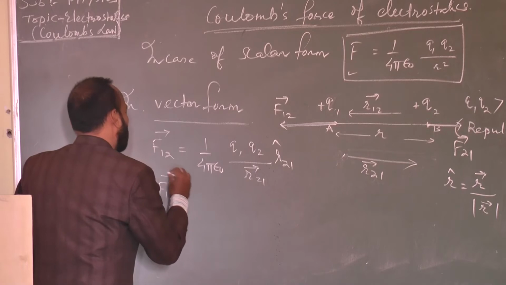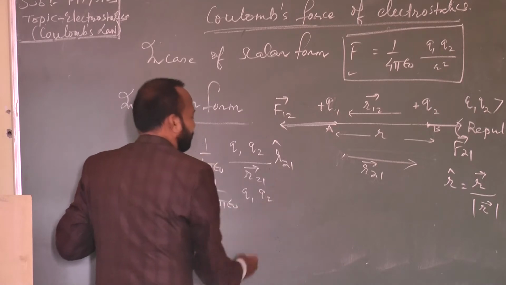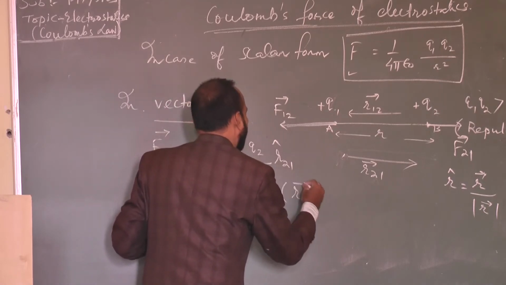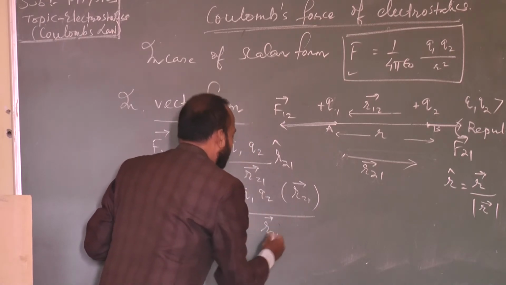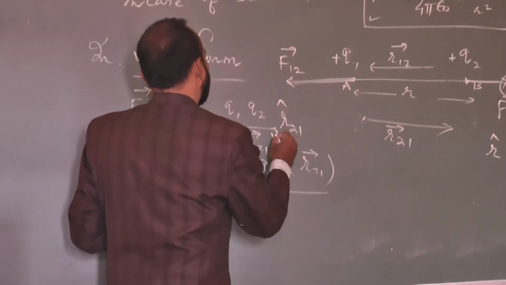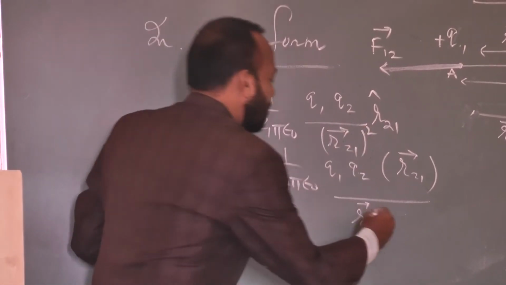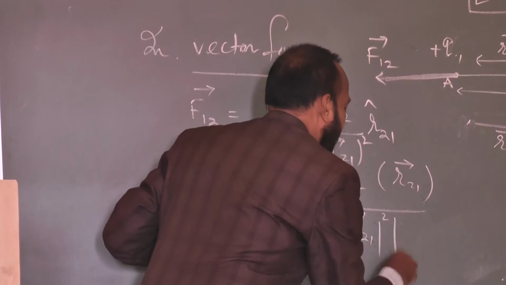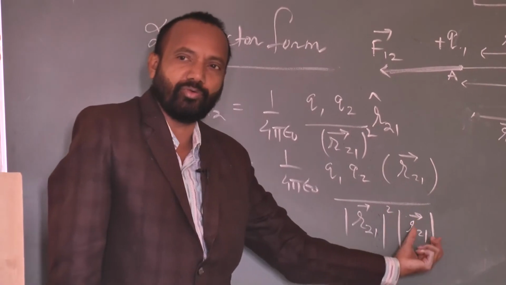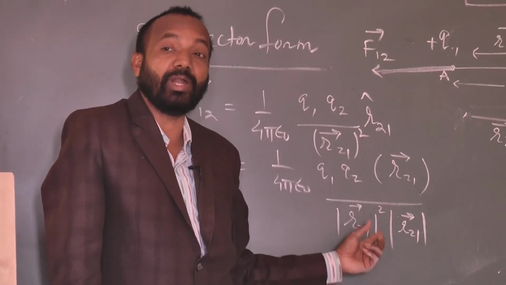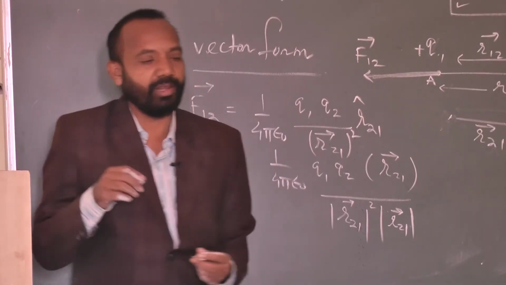So F12 is equals to 1 by 4 pi epsilon naught Q1 Q2. Now here I can write R21 vector divided by now R21 vector. This much of whole square, this is R square, Q1 Q2 by R square. So it is R21 whole square, and magnitude of R21 vector once again. So what will we get? R21 vector whole square, R21 vector in magnitude form. What will happen? R21 whole cube. Okay. Now the expression will be, I will remove this.